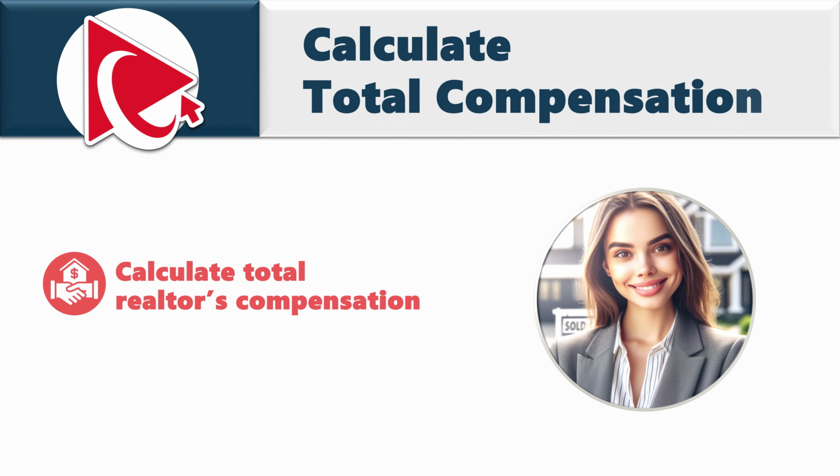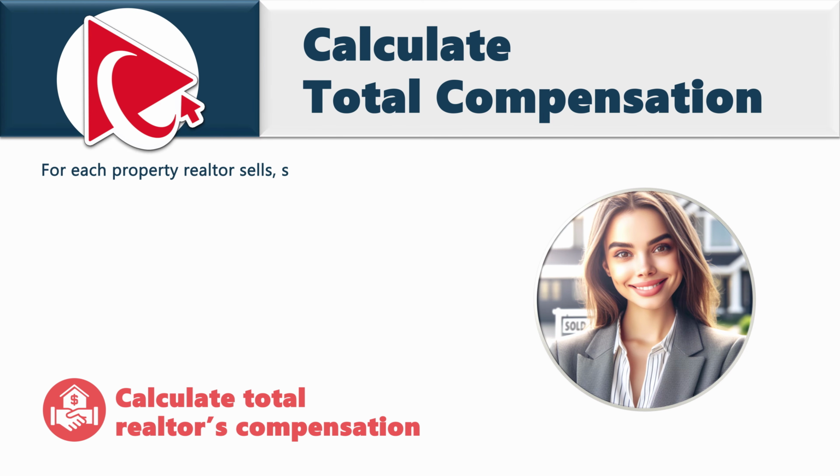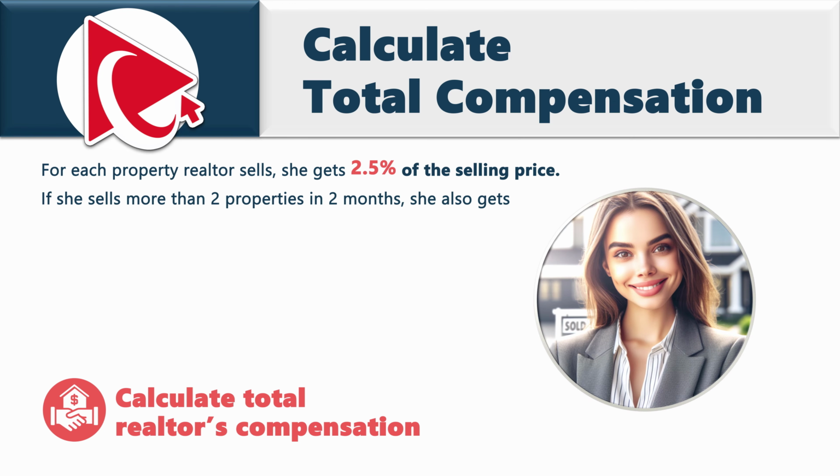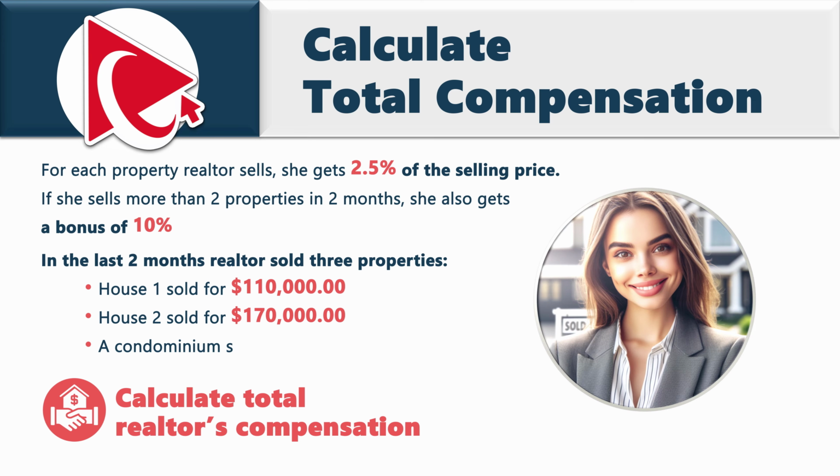You need to calculate the total realtor's compensation. For each property the realtor sells, she gets 2.5% of the selling price. If she sells more than 2 properties in 2 months, she also gets a bonus of 10%. In the last 2 months, she sold 3 properties. House 1 was sold at $110,000. House 2 was sold for $170,000. And then the condominium, which was sold for $75,000. You need to calculate and select the realtor's compensation out of 4 possible choices.